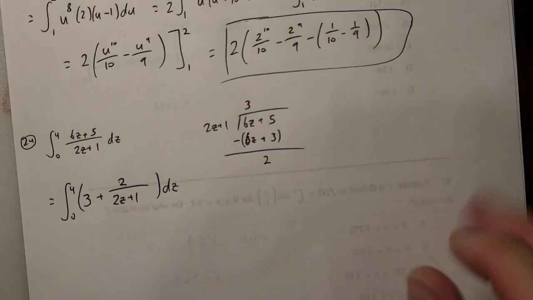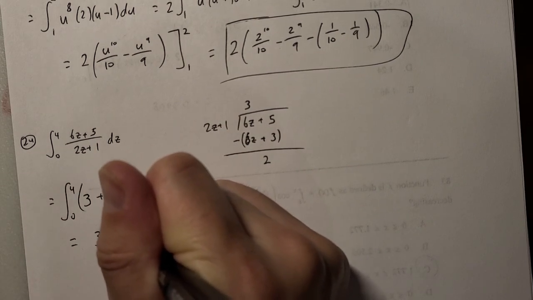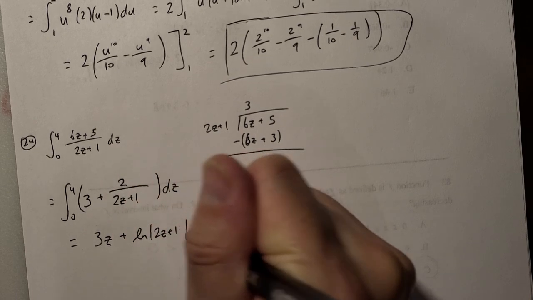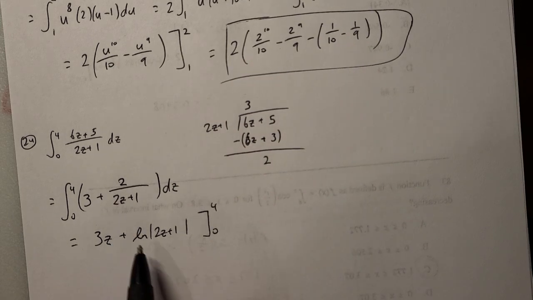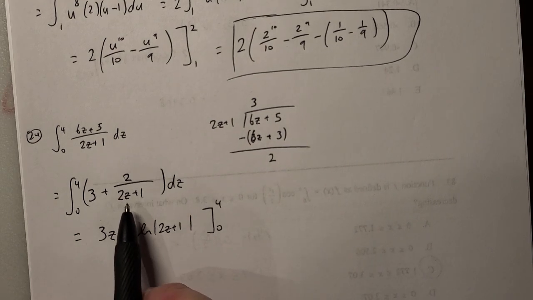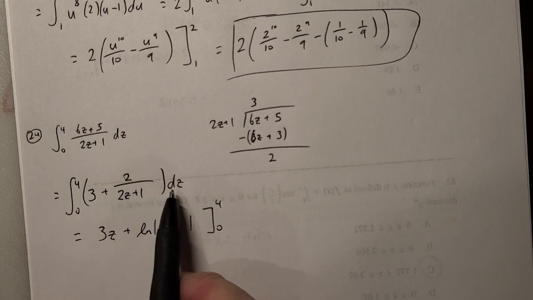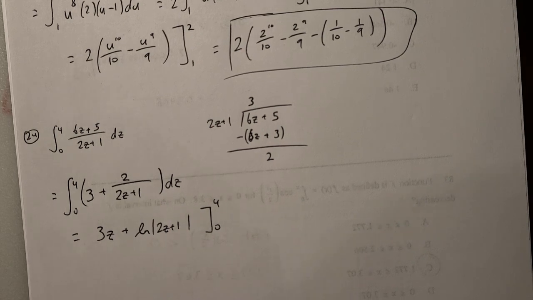This is simple to integrate. This is 3z plus log of 2z plus 1, evaluated from 0 to 4. Let's double check that I did it correctly in my head. Technically, you could do a substitution here: u is 2z plus 1, du would be 2 dz, which we see is the exact signature. So it'll be log of 2z plus 1. If we differentiate this, it'll be 1 over 2z plus 1 times 2 by the chain rule, which is what we have here. Good.